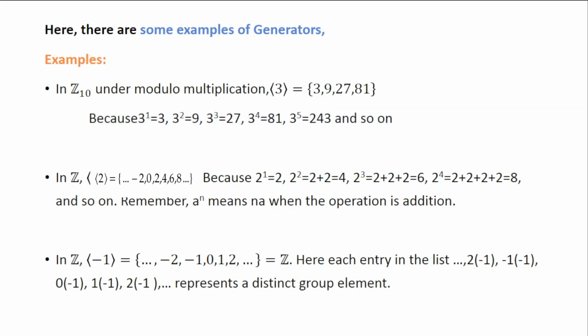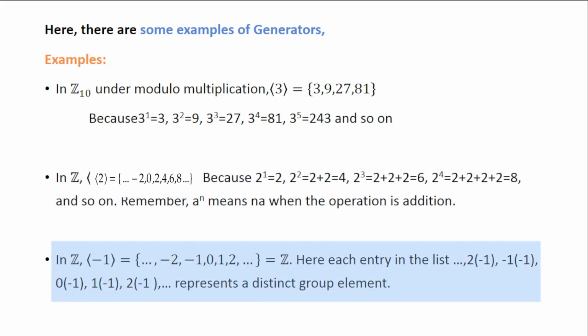The second example is in the integers Z, where ⟨2⟩ is equivalent to 2, 4, 6, 8, because 2 to the power 1 is 2, 2 squared is 2 plus 2, which is 4, 2 cubed is 2 plus 2 plus 2, which is 6, and 2 to the power 4 is 2 plus 2 plus 2 plus 2, which is 8, and so on. Remember, A to the power n means nA when the operation is addition.